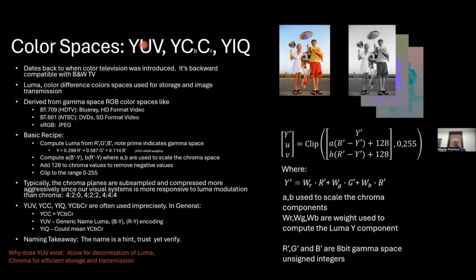A luma chroma color space takes an RGB image and divides it into a luma image. Remember old black and white TV? And chroma difference images. Where this came from is going back in TV. We all had black and white TVs. Well, some of us had black and white TVs.